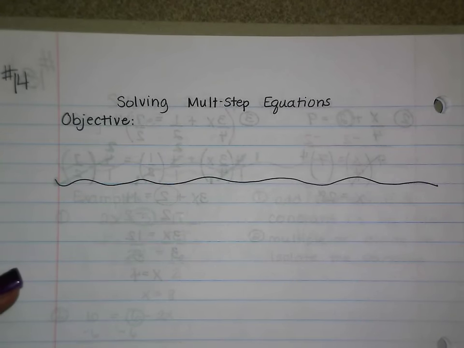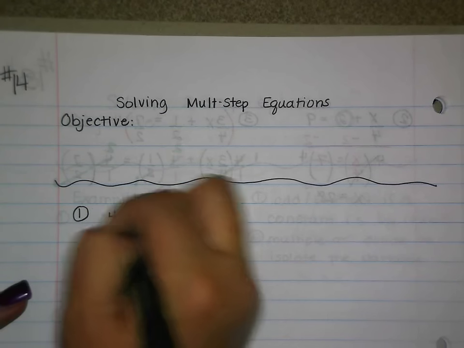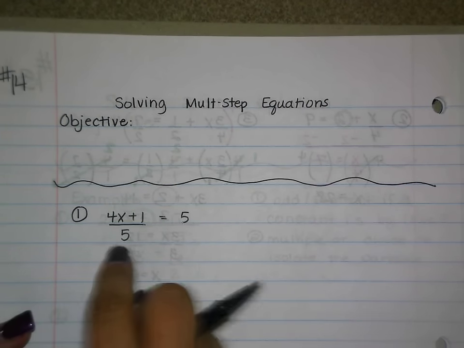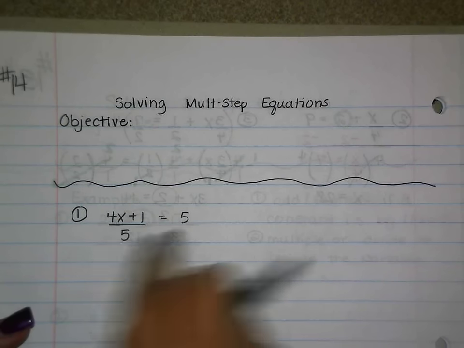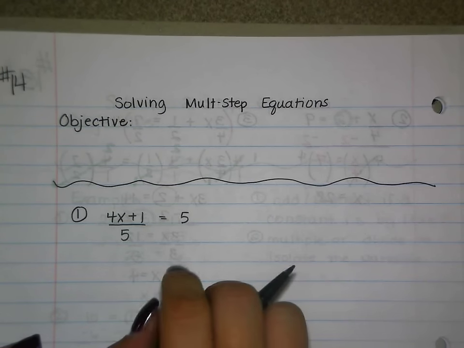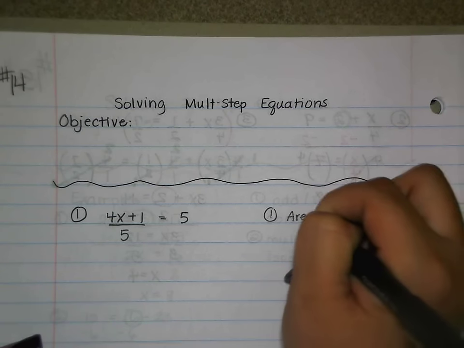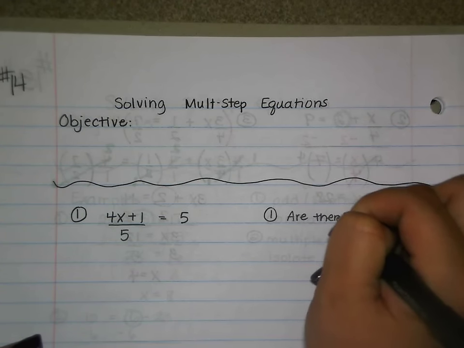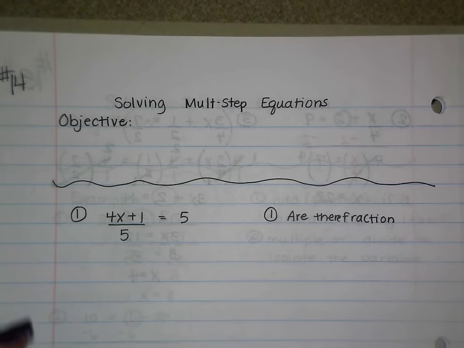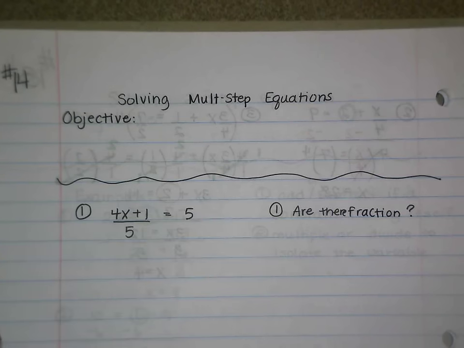Okay. So here is what we're going to be looking at. First, we're going to say 4x plus 1, all over 5, is equal to 5. Because there is division here, this is not a giant fraction. This is just considered division. If there was a fraction over here, I would probably consider this fractions, and that would be our first step, right? Are there fractions? In this case, there are not fractions. If there were fractions on both sides of the equal sign, or they did not have the same denominator, I would probably go ahead and treat this as a fraction. But since there aren't, this is not a fraction. So nope, there's no fractions.